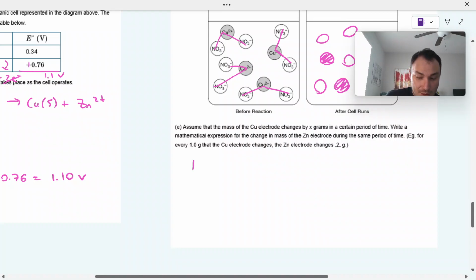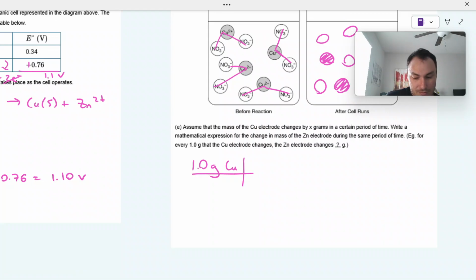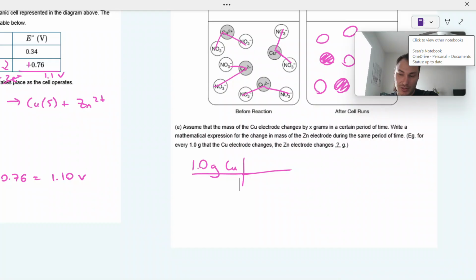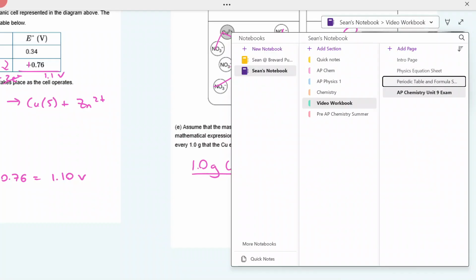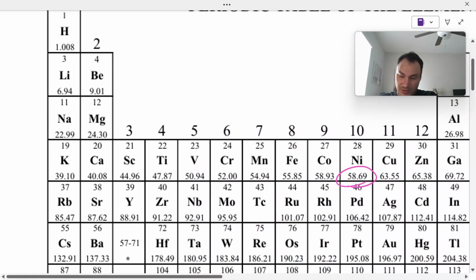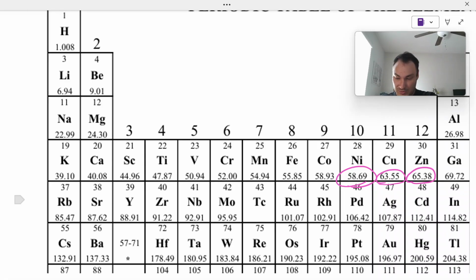So if our copper electrode changes by 1.0 grams, we're just going to do the stoichiometry to see how much the zinc electrode is going to change. Now we're going to need the molar mass of both copper and zinc to go from mass to mass. Going to our periodic table, copper is 63.55, zinc is 65.38.